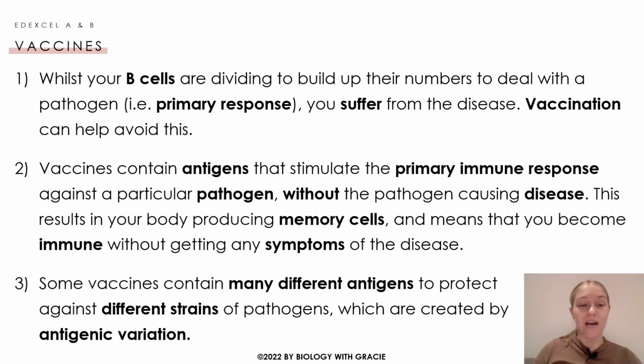Okay, we're now going to talk about vaccines. So whilst your B cells are dividing to build up the numbers to deal with a pathogen, so during the primary response, this is when you suffer symptoms, which we talked about previously. So a vaccination is able to help you avoid this, and vaccines contain antigens that stimulate that primary immune response against a particular pathogen without causing disease. So this results in your body producing those memory cells, and means that if you are infected, you're able to respond to that immediately, but you don't have to suffer symptoms of the disease at any point. So some vaccines actually contain many different antigens, and this is in order to protect against different strains of pathogens which are created by a process called antigenic variation.